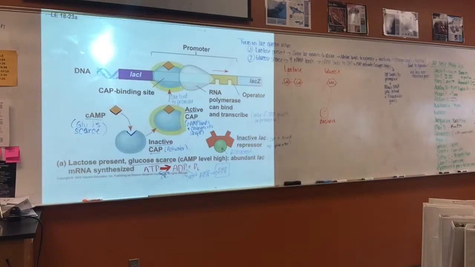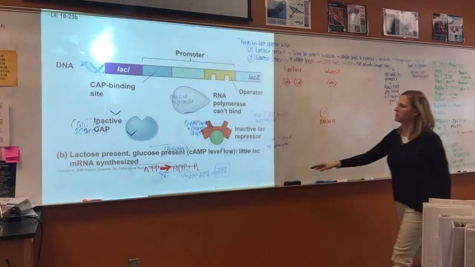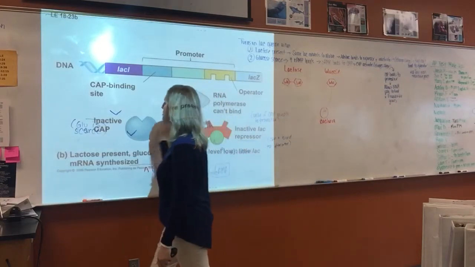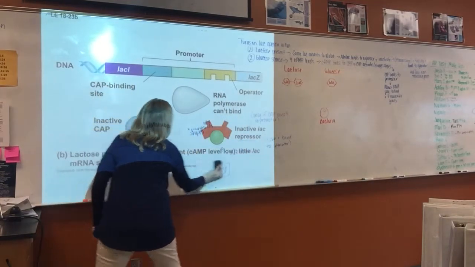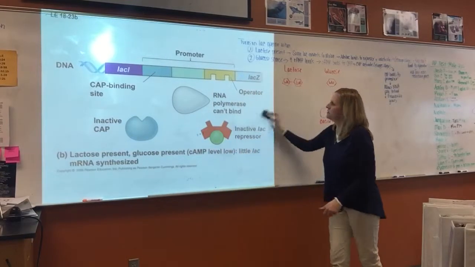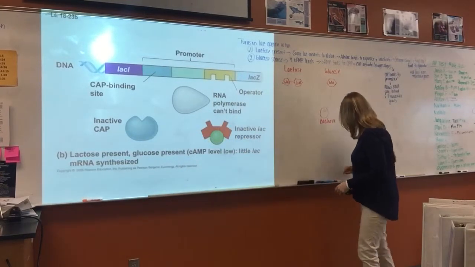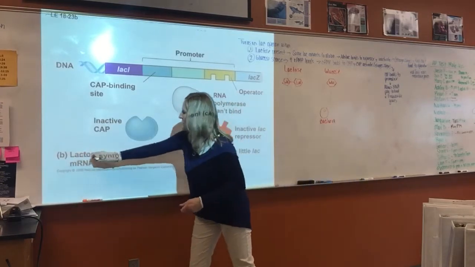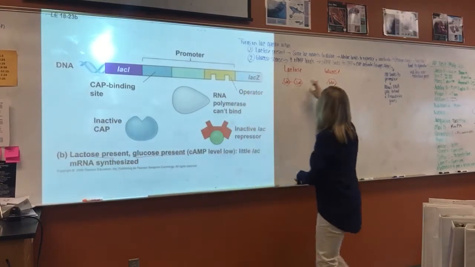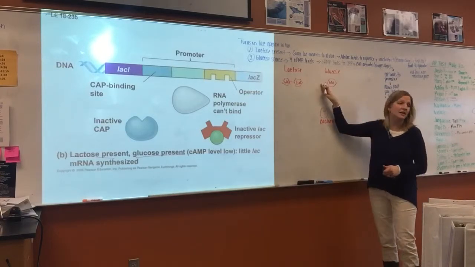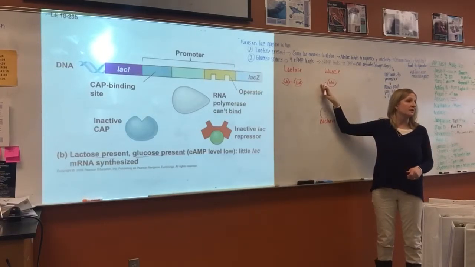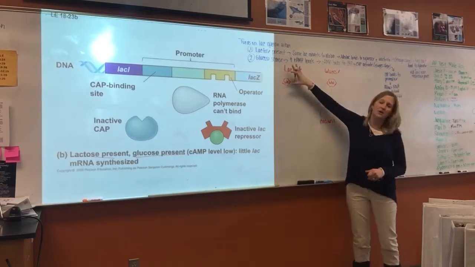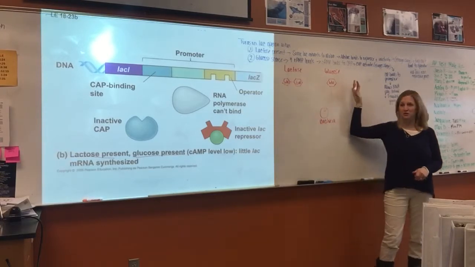All right? And so let's look at the second picture to see what happens when both are present. Looking at this down here, you have lactose present and you have glucose present. So now they're both present. If they're both present, which one is the cell going to use? Glucose, right? So the lac operon, do we want it on or off? Off. We don't want to make the enzymes to digest lactose. We're going to choose glucose instead.